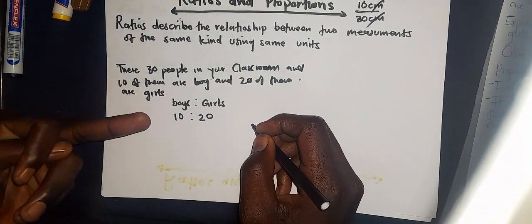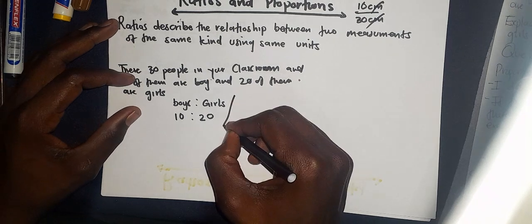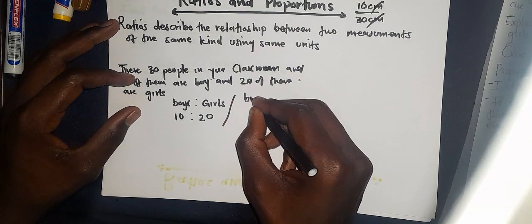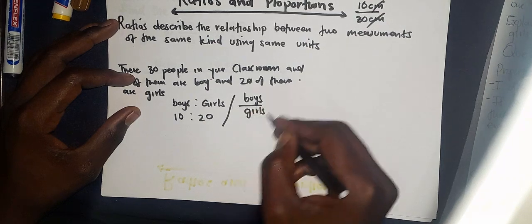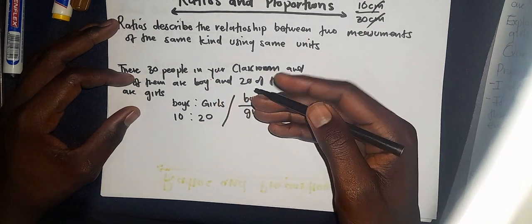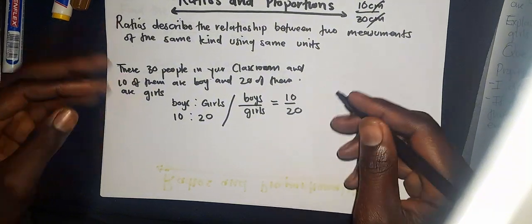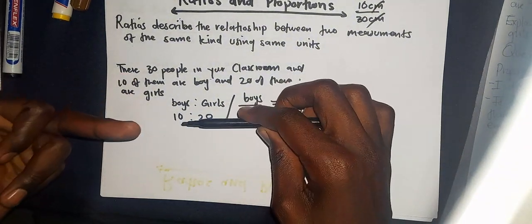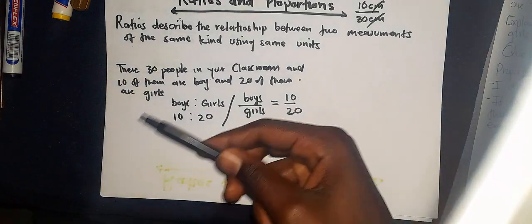So we can simplify this ratio. Oh, before that, let me illustrate this so that you can understand. We can also write this as boys to girls. Whenever you see a fraction like this, guys, this also represents a ratio. Or you can say it as 10 is to 20. This is a ratio, but this ratio is not simplified. So let's simplify it.